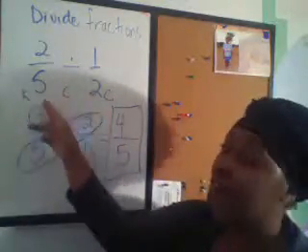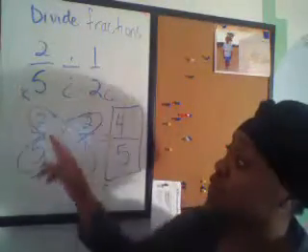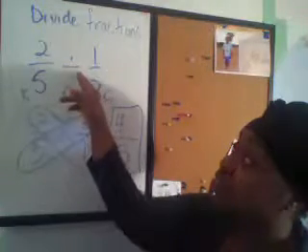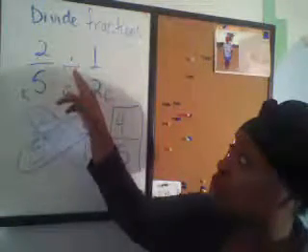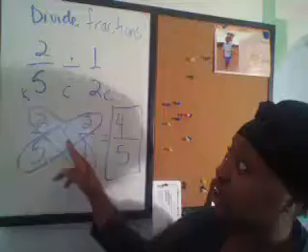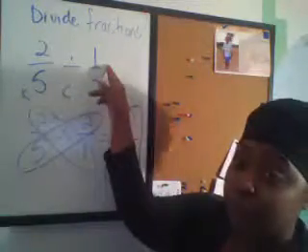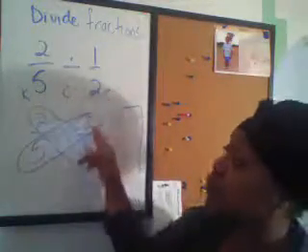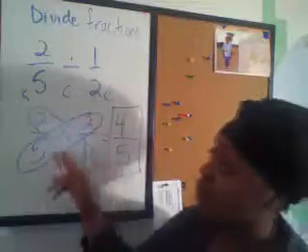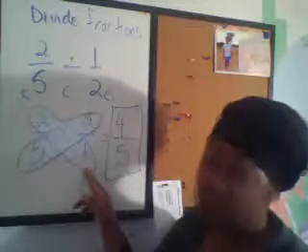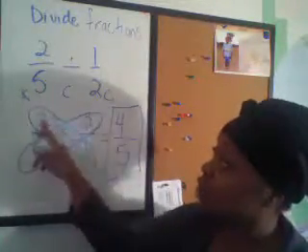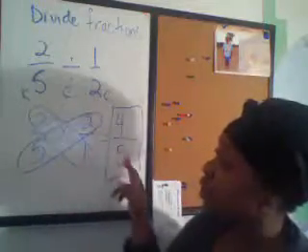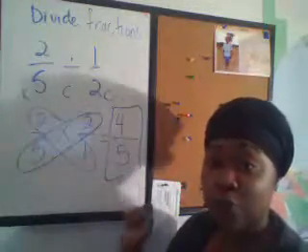So 2/5 divided by 1/2. I keep the 2/5. I give the inverse of my division sign, so I change my division sign to multiplication. And I give the reciprocal of my second fraction. 1/2 becomes 2/1. Okay? I notice that I cannot cross cancel. Okay, so I'm going to go ahead and multiply across. 2 times 2 is 4. 5 times 1 is 5. My answer is 4/5.